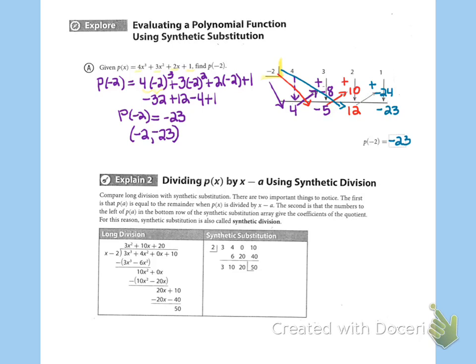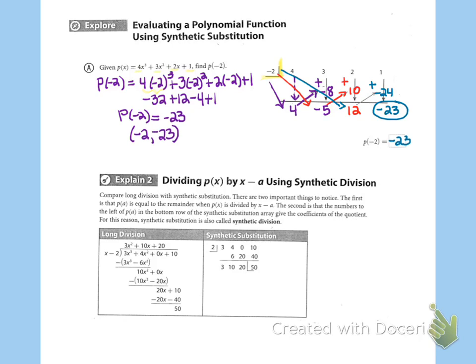And so through this synthetic, which kind of means an unnatural process, we actually get the same output as we would with natural substitution. So that's synthetic substitution, and we're going to use that same process to do synthetic division.